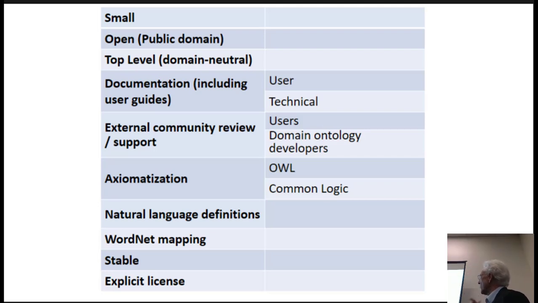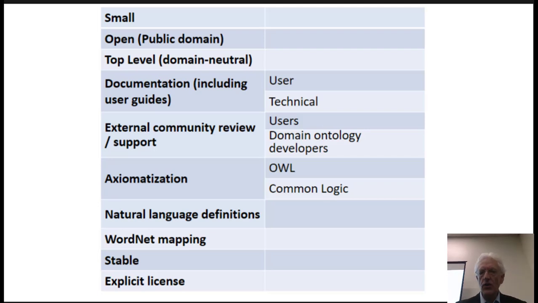You have to have natural language definitions of all the terms in your ontology, because the ontology is there to be used and criticized and extended by people, and they have to understand it. You probably need a WordNet mapping, and it should be stable, so it shouldn't be the kind of thing that gets a new version every 4 weeks. And it should have an explicit license. Now, this is crucially important in the industry case, because if we want large companies to use small pieces of software over and over again, and they're not clear about their IP commitments when they use that small piece of software, then they're not going to use it.